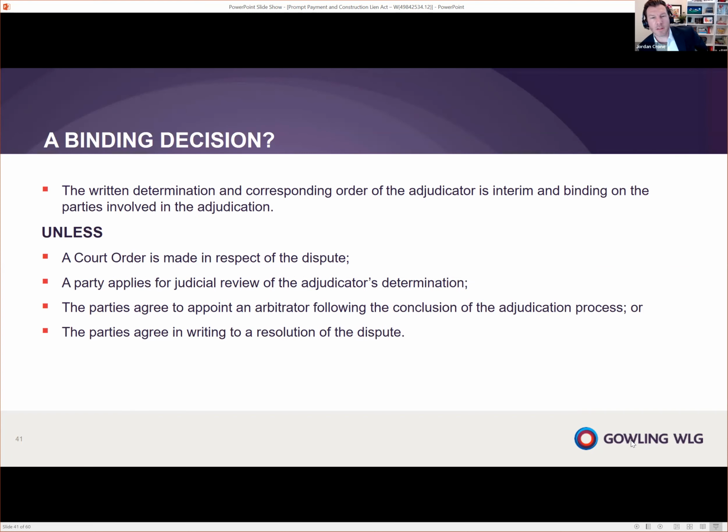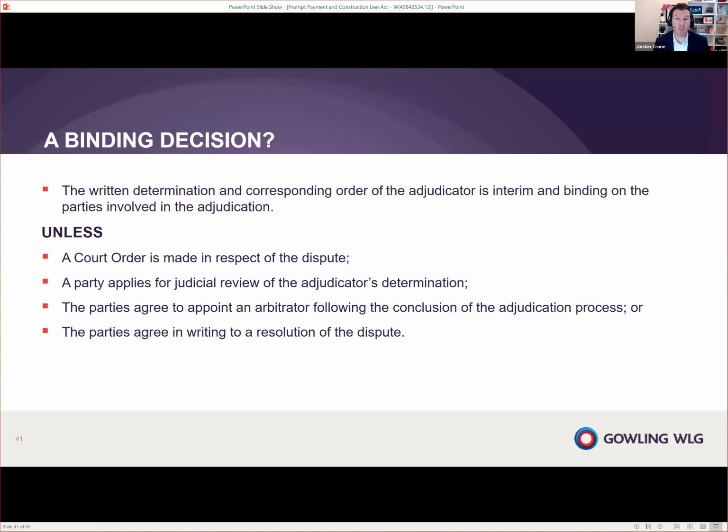So the other thing to think about, and an important part of the adjudication, is that the adjudicator's order is interim and binding on the parties involved in the adjudication. What that means is it can only be superseded or overruled in a few very narrow circumstances. One of those is if a court order is made in respect of that dispute; the court order will supersede the adjudicator's decision. The other one is if a party applies for judicial review of the adjudicator's determination. We're going to talk a little bit more about judicial review, but it is a very, very narrow remedy, and I think we'll have to be careful utilizing it.